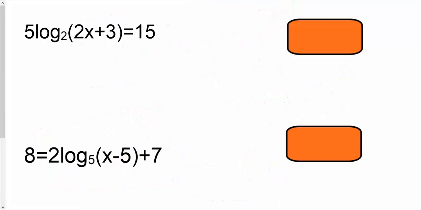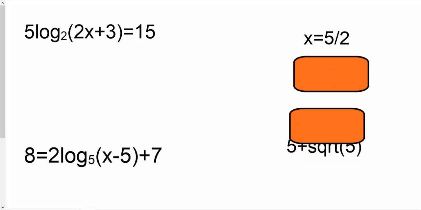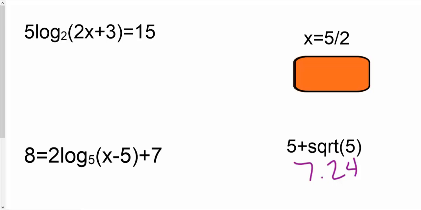All right, so pause the video, try these two problems out, and when you're done, come on back. Well, hey, welcome back. Let's see if you got them right. The first one is x equals 5 over 2, or 2.5, and the second one is 5 plus the square root of 5, which would be the same as getting 7.24, roughly. All right, if you got these two, move on to the next bit. If not, I'm going to explain it to you.